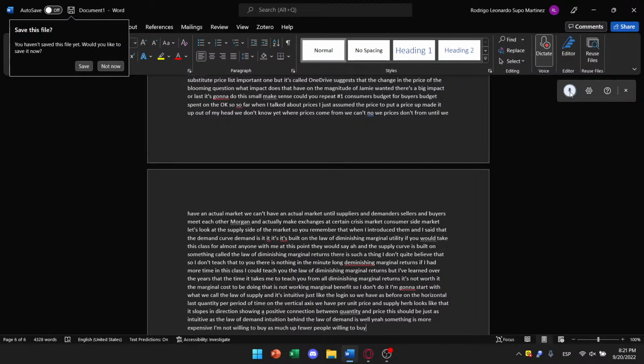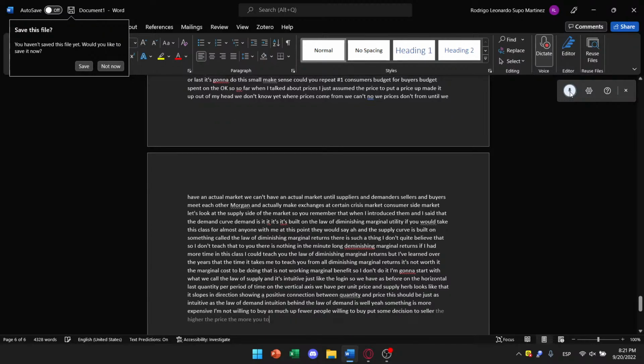Put yourself in the position of the seller. The higher the price, the more you're willing to sell. The greater the effort you're willing to put into producing more in order to sell more. The lower the price, not so much. If you don't believe me, ask.